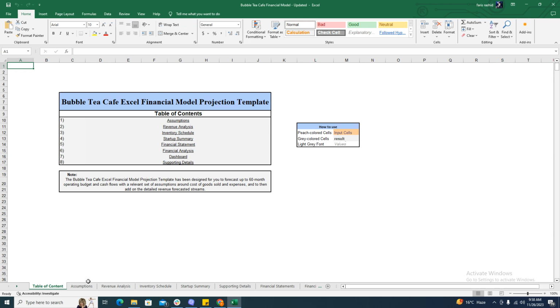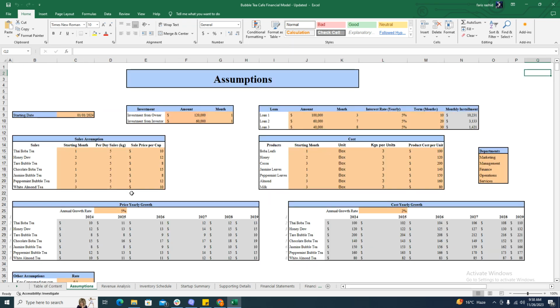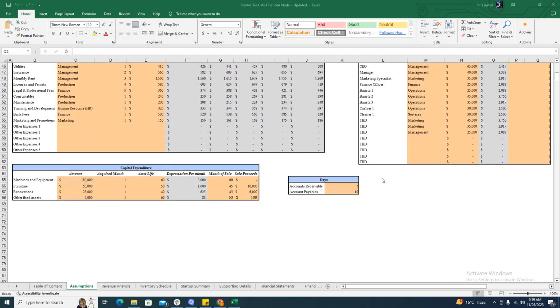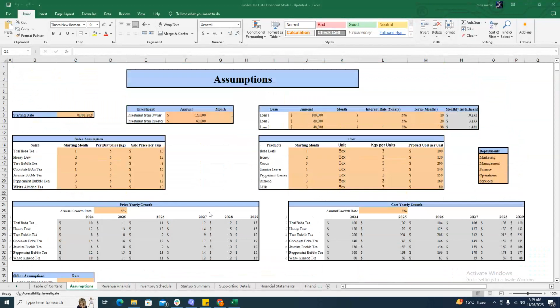This is in assumptions. So if we come towards the assumption sheet, as you can see over here, it basically shows you all the relevant information of the business, such as its investments, its revenue streams, its sales, costs, and other assumptions such as operating expenses of the business and capital expenditures of the business. It also shows working capital assumptions as well, which includes the account receivable and account payable days.